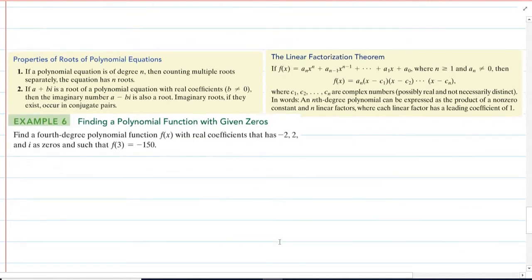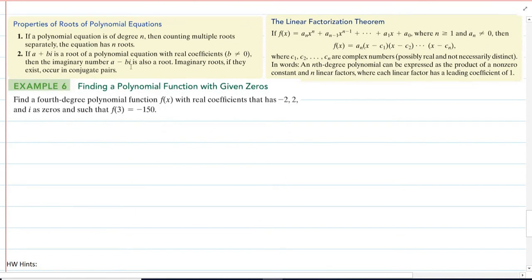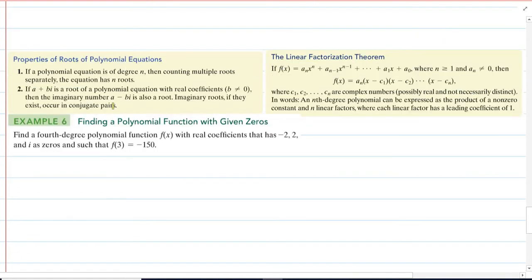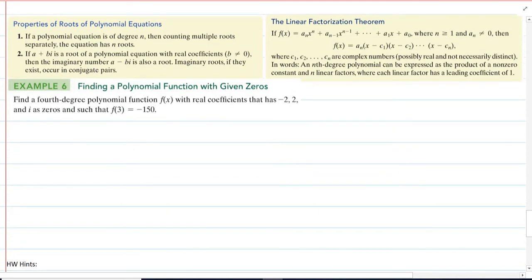From this question, you actually realize a couple of things. If a polynomial equation is of degree n, then counting multiple roots separately, the equation has n roots. For the previous question, we have x to the 4th power, so the degree is 4. We did have 4 roots, but 2 was repeated twice. That's what that means. If the degree is n, there will be n roots.